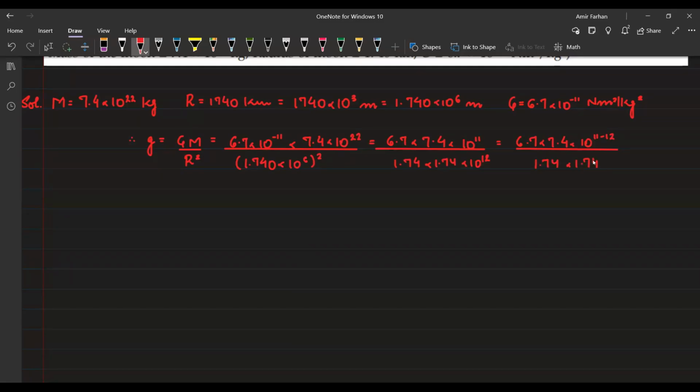Okay. So now this value comes out to be 1.63 meter per second square. So the value of g at the moon is 1.63 meter per second square. Okay. So this is the value of the acceleration due to gravity on the moon.